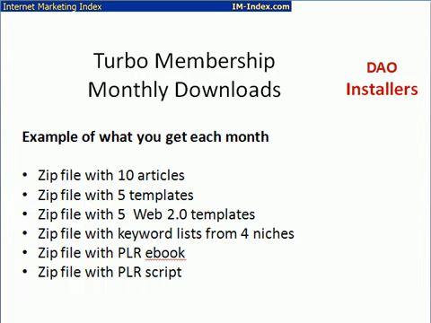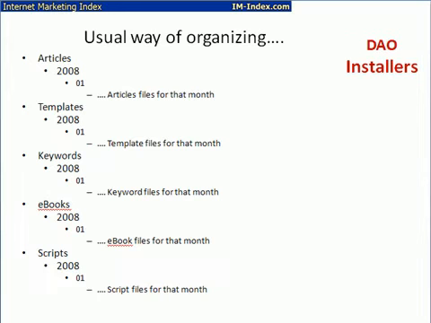And the first thing you've got to ask yourself is, how are you going to organize this? Well, if you're only dealing with those zip files, it's not too difficult a problem, and the recommended approach that most people follow is to store the content by the type of content. So you would have a folder for articles, a folder for templates, a folder for keywords, a folder for ebooks, a folder for scripts. This just relates to the downloads you get from the Turbo membership site.